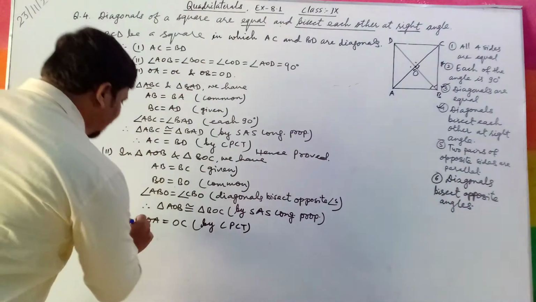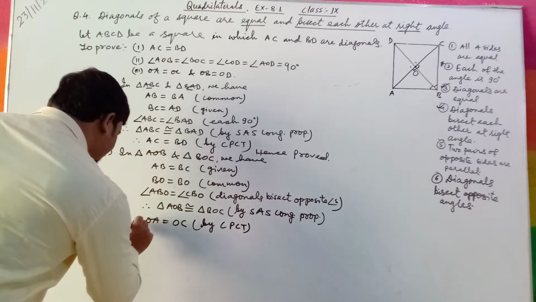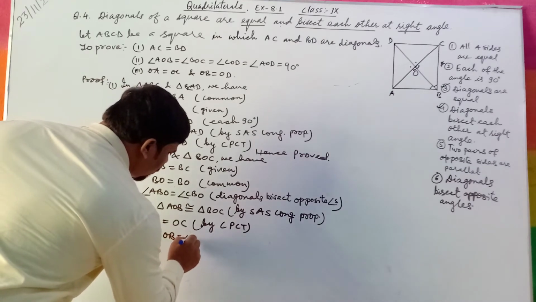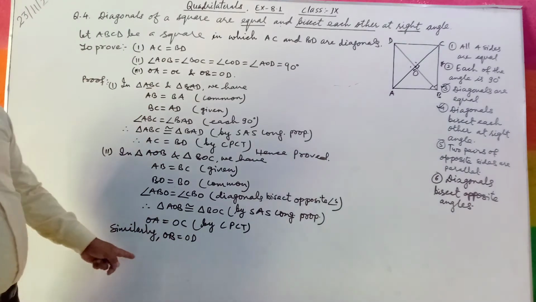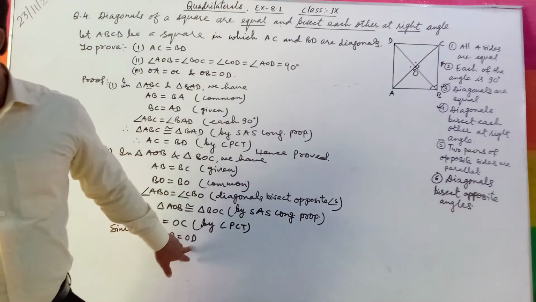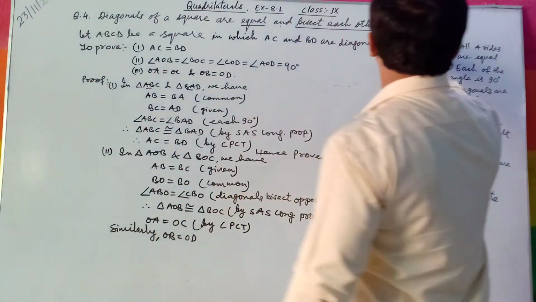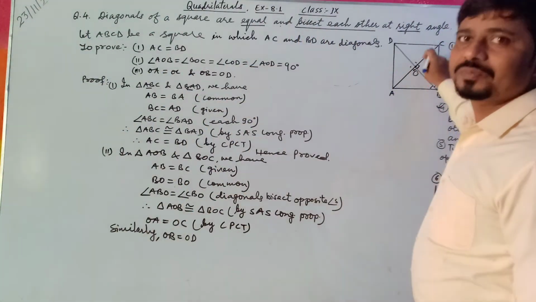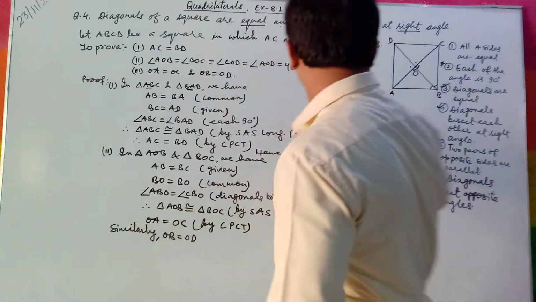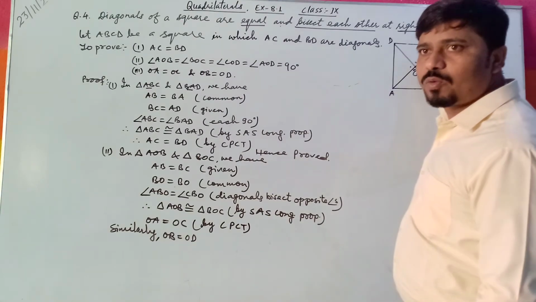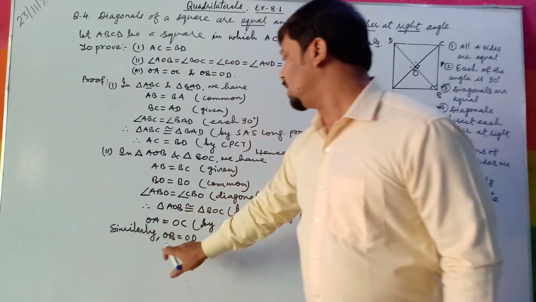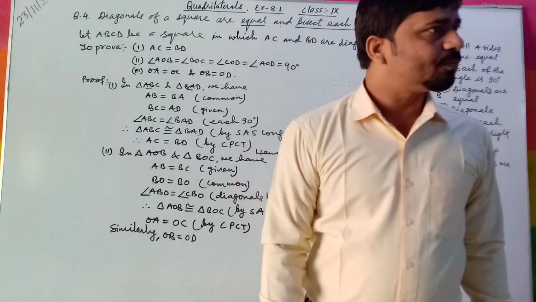CPCT. After that, similarly, we will write OB equal to OD. In the same way, we can find OB equal to OD if you take these two other triangles. In the same process, with the same property, if you prove these two triangles congruent, we can prove the other two triangles congruent in the same way. So that's why we use the word similarly, OB equal to OD.